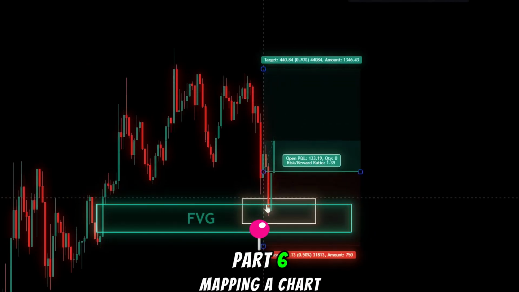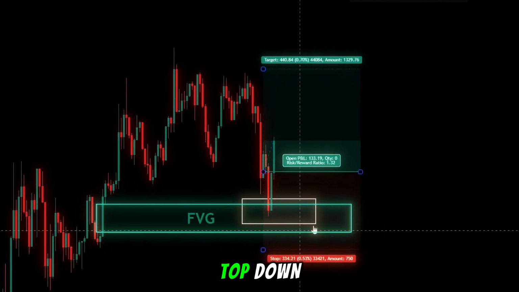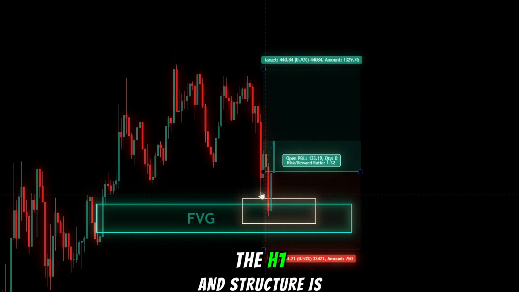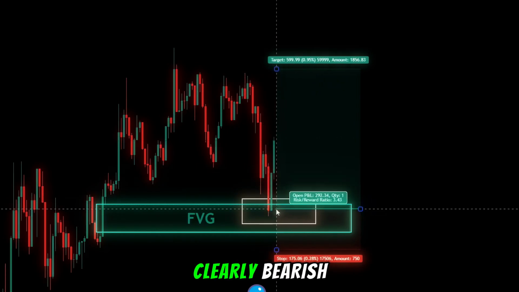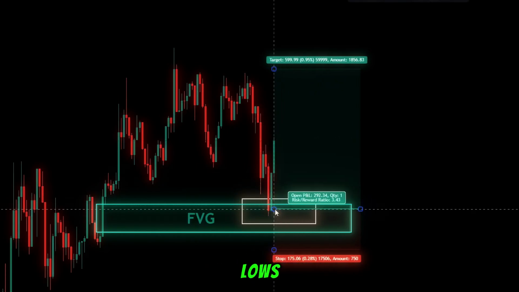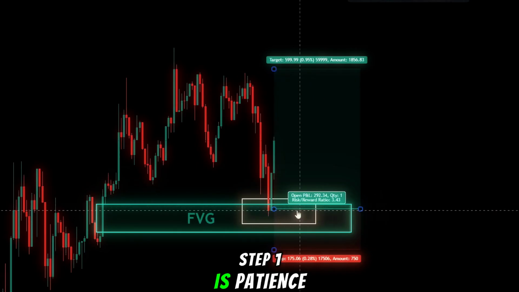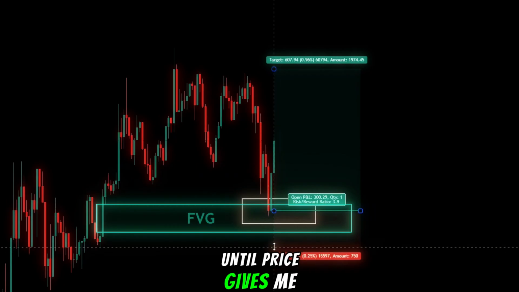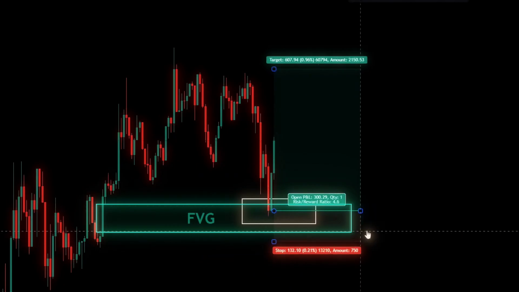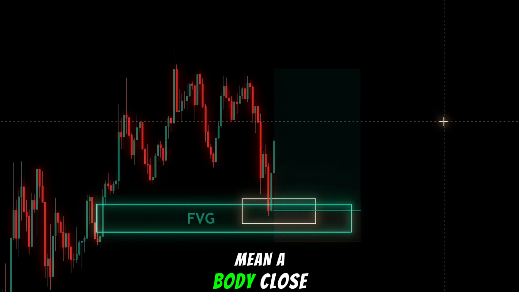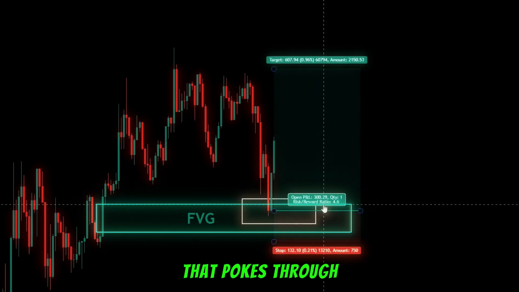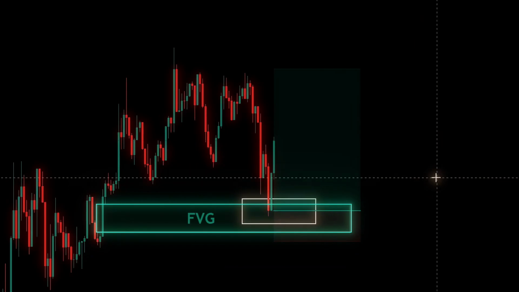Part 6. Mapping a chart top down. Let's put it on a chart. Say we're on cable, the H1, and structure is clearly bearish: lower highs, lower lows. Step 1 is patience. I don't mark a single gap until price gives me a valid break of structure. And by valid, I mean a body close beyond the previous major low, not a wick that pokes through and gets rejected. Wicks lie. Bodies commit.